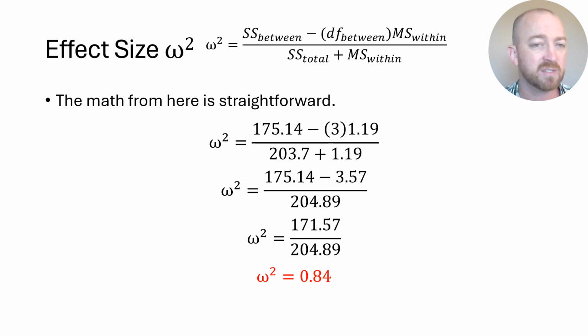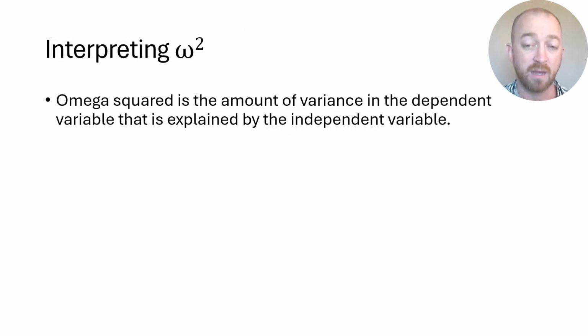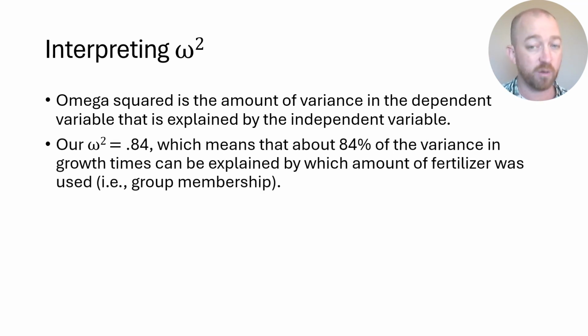Now let's interpret omega squared. Omega squared is pretty nice to interpret because it's simply the amount of variation that we saw in the dependent variable that we can attribute now to the independent variable. And so as it gets to be more, that means there's more variation attributable to that independent variable, meaning it had a larger effect. So because our omega squared value equals 0.84, that's 84% of the variation that we saw in the dependent variable, or growth time, is attributable to the amount of fertilizer that we used in the soils for this little example, of course.